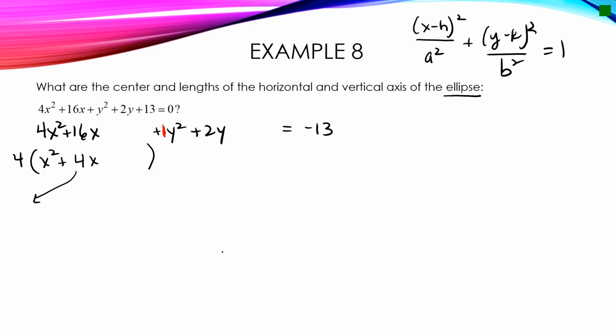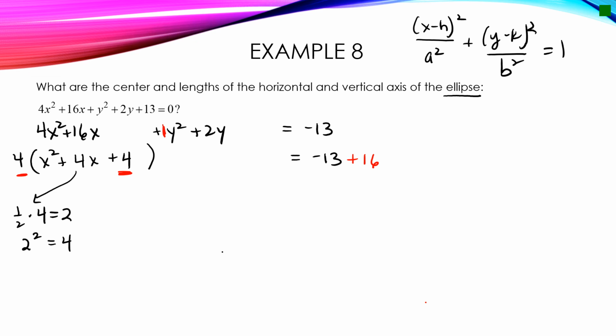All right, so I'm going to take half of 4, which is 2, and then I'm going to take 2 squared, and that gives me 4. So I'm going to put a plus 4 on the inside. Now here's where it's a little bit tricky. What did I add to the left-hand side? And your answer might be 4, but because that 4 is inside of the parentheses, it gets affected by the 4 that's on the outside of the parentheses. So what I really added to the left was 4 times 4, or 16. So I have to add 16 on the right.